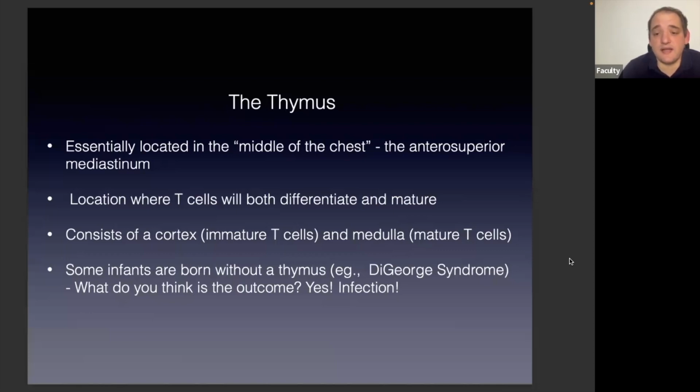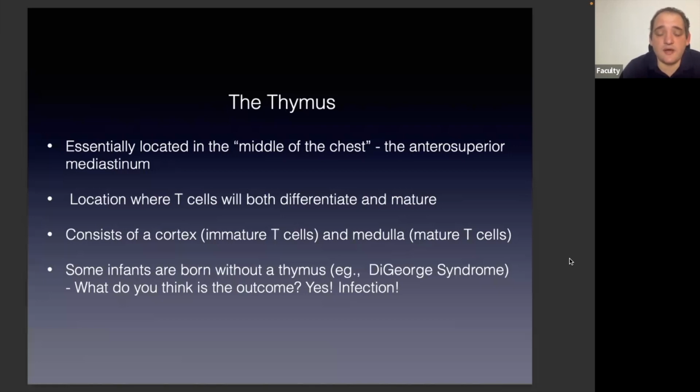Whereas the medulla, again, M for M here, it's an easy way to remember it. We have mature T cells. And kind of some trivia here. I'm going to talk about something really quickly called DiGeorge syndrome. Some infants are born without a thymus, and a common case of this is in DiGeorge syndrome.